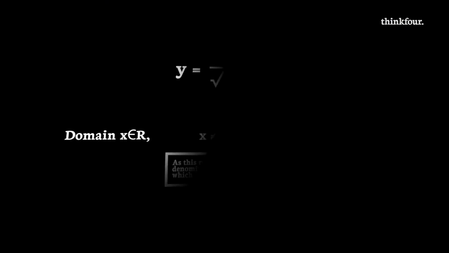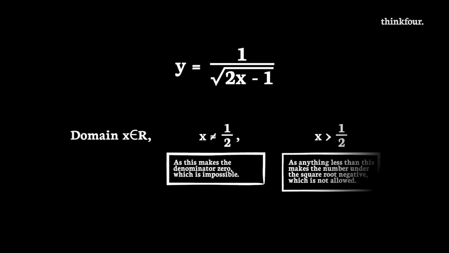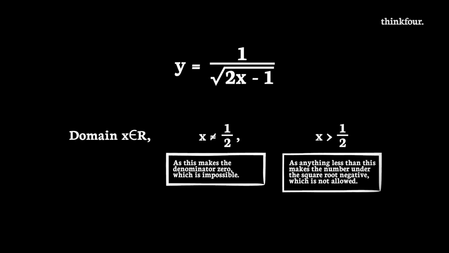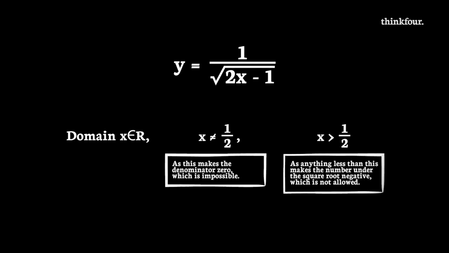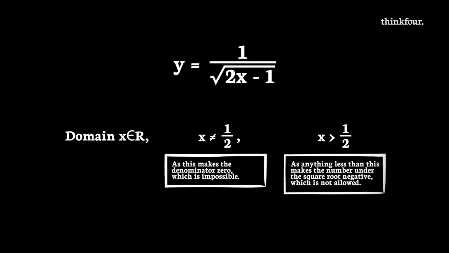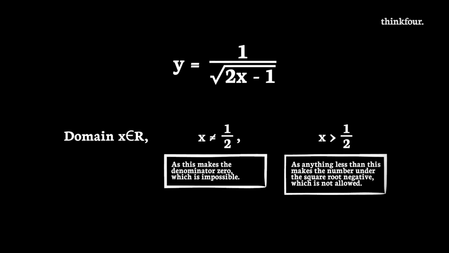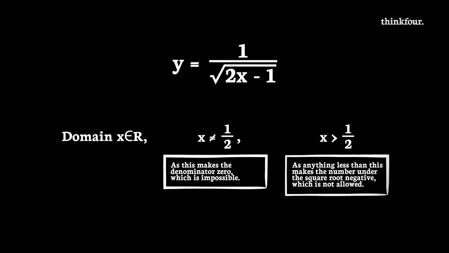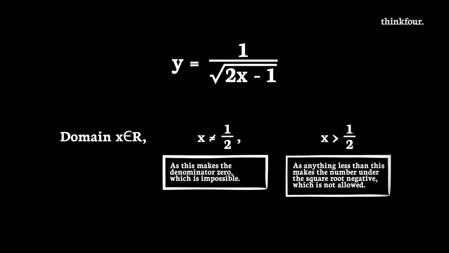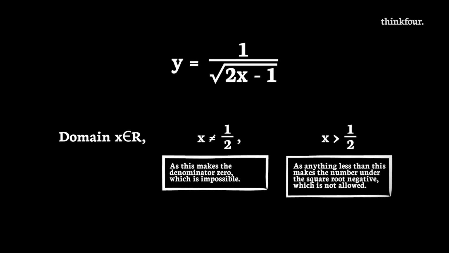In this example, we have y equals 1 over the square root of 2x minus 1. First of all, we cannot divide by 0, so x cannot equal a half. Also, we cannot square root a negative number, so 2x minus 1 must be greater than 0. If we solve that, we find that x must be greater than a half. This is the restricted domain of the function.